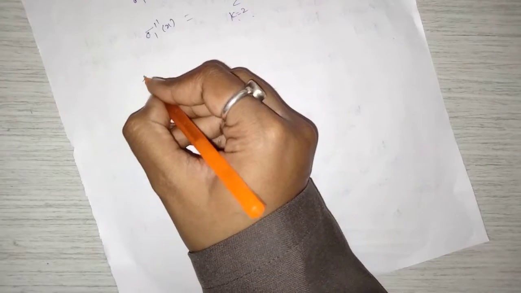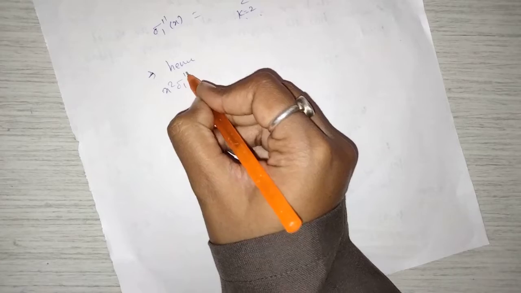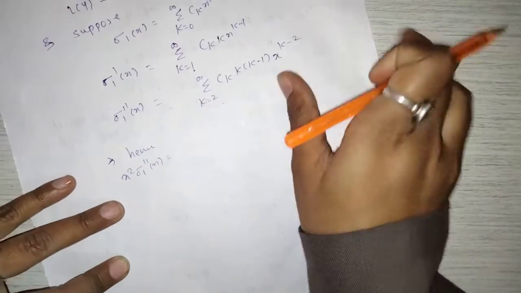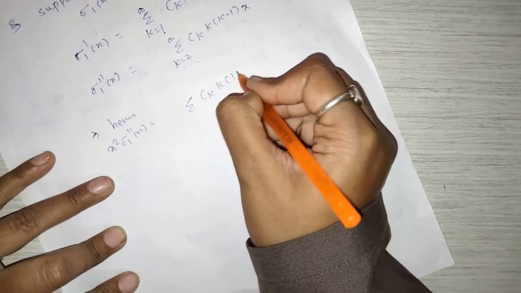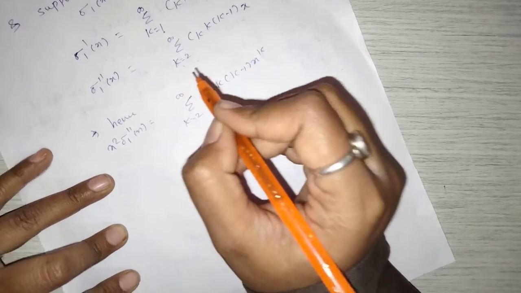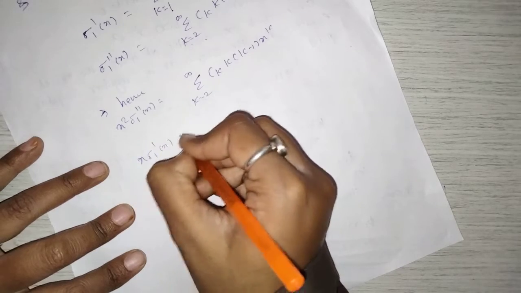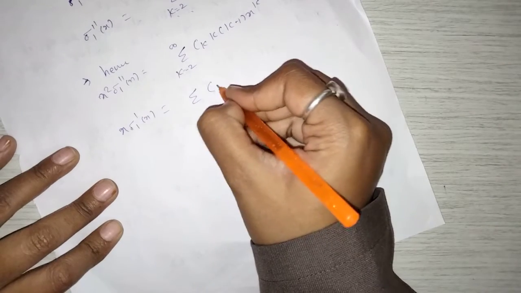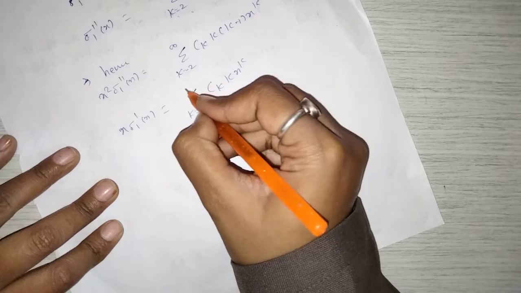And hence x square sigma 1 double dash of x is equal to, when we multiply x square with this series, we get summation ck into k into k minus 1, x raised to k, k running from 2 to infinity. Now x into sigma 1 dash of x equal to x into this series, we get summation ck into k, x raised to k, k running from 1 to infinity.